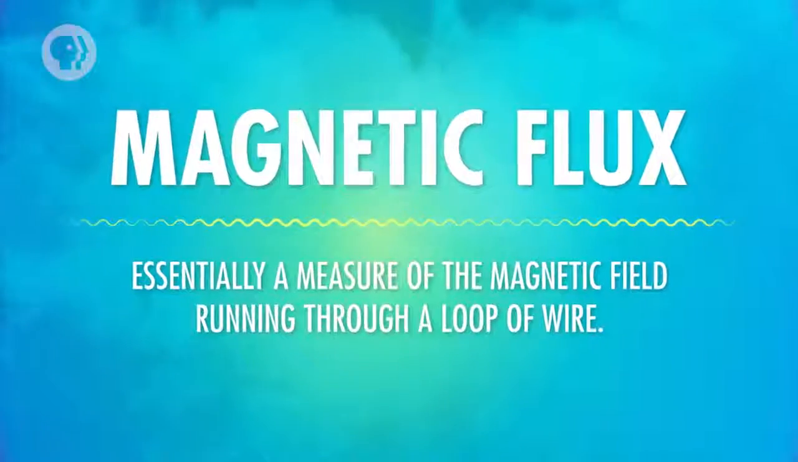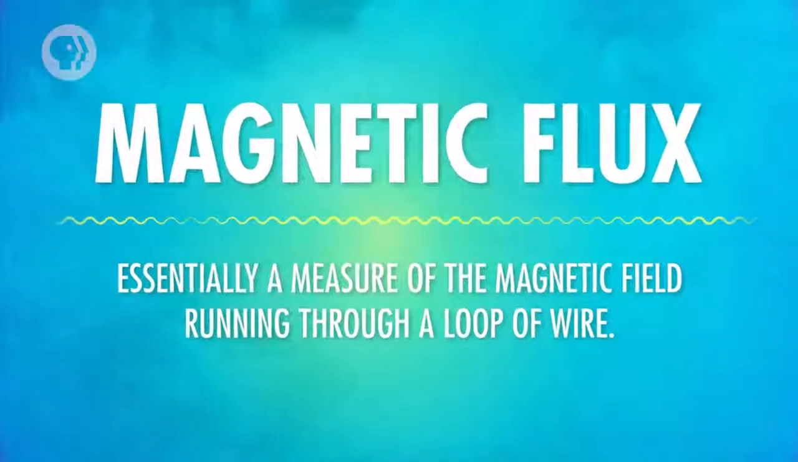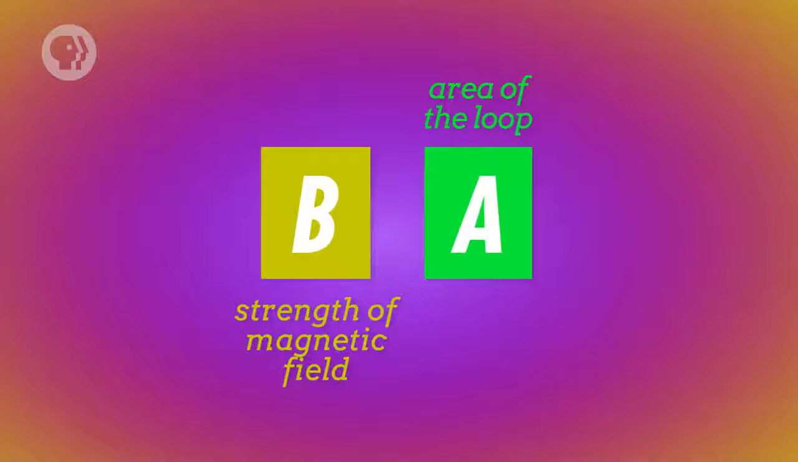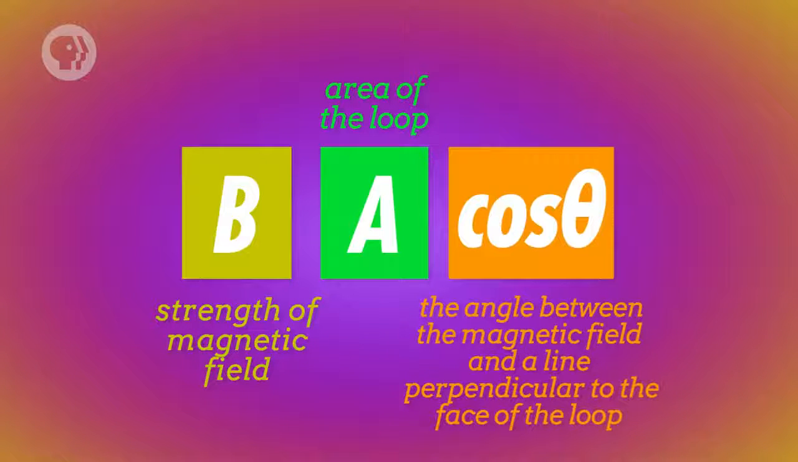That's because of a property that most directly induces EMF, the property known as magnetic flux, represented by Φ_B. Magnetic flux is essentially a measure of the magnetic field running through a loop of wire, and when that field changes, that's what induces an EMF. And there are three factors that affect the magnetic field, and therefore the magnetic flux through the loop. First, there's the strength of the magnetic field, which we label as B. Next, there's the area of the loop, A. If the loop is bigger, there'll be a larger magnetic field running through it, and vice versa. And finally, there's the angle theta between the magnetic field and the line perpendicular to the face of the loop.